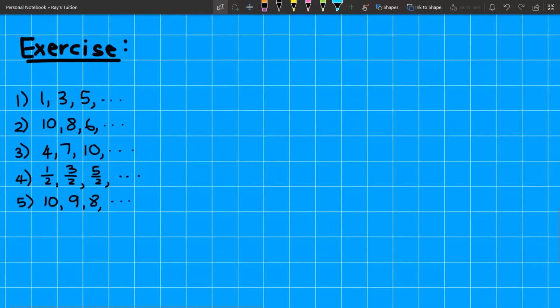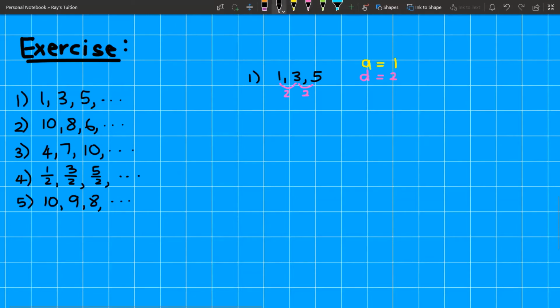So let us have a look at some examples. The first one we've got is 1, 3, 5. For these, we're going to find A and D, the common difference and the first term. The first term is quite simple. We can see it is 1, and the common difference we get by subtracting two successive terms. So 3 minus 1 is 2 and 5 minus 3 is 2. So our common difference is 2.